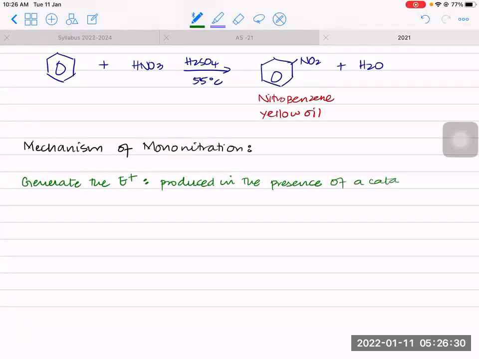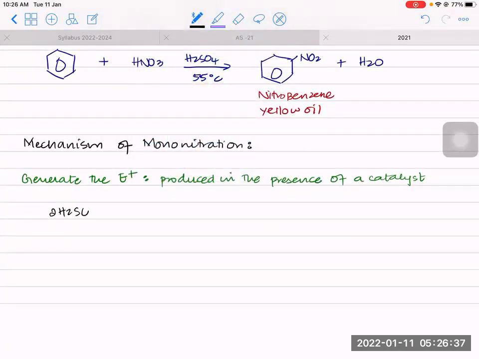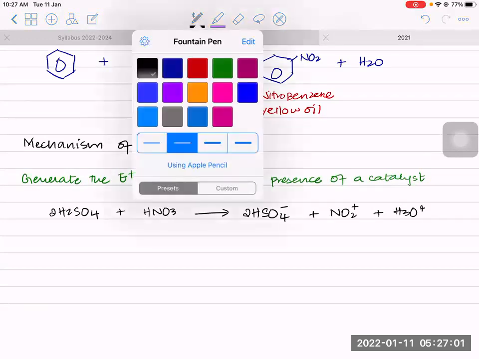So this happens in the presence of a catalyst. So you have 2 H2SO4, that's the catalyst, with HNO3, that's nitric acid, that's the reagent, giving you 2 HSO4 minus plus NO2 plus plus H3O plus. Now let me explain this. We have these two reactants.